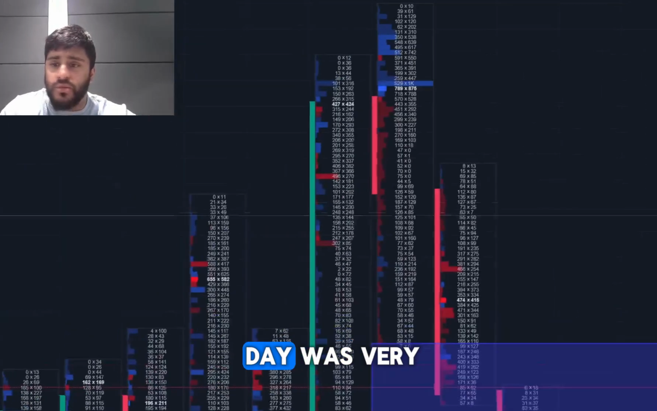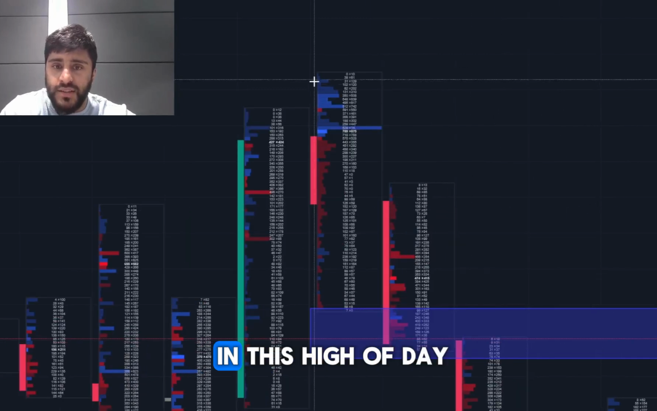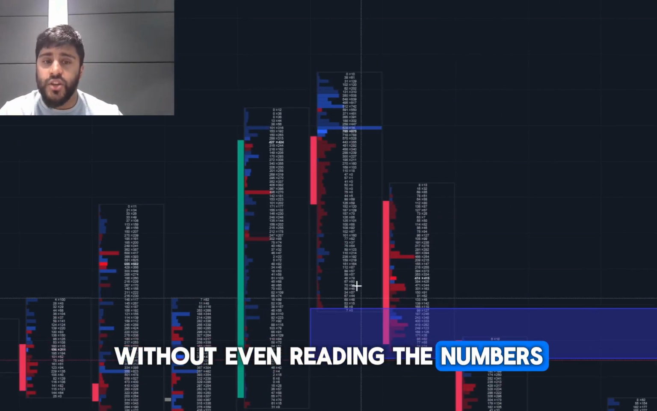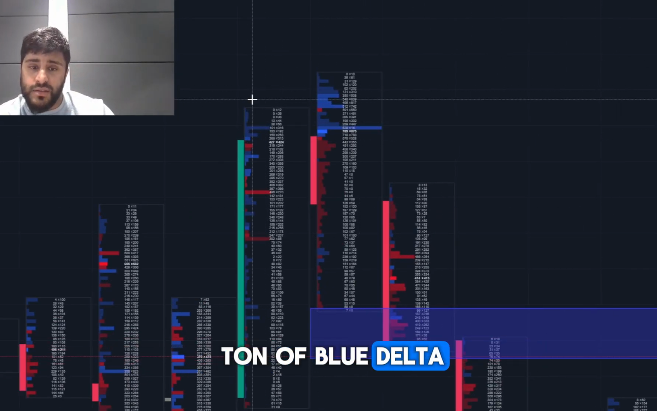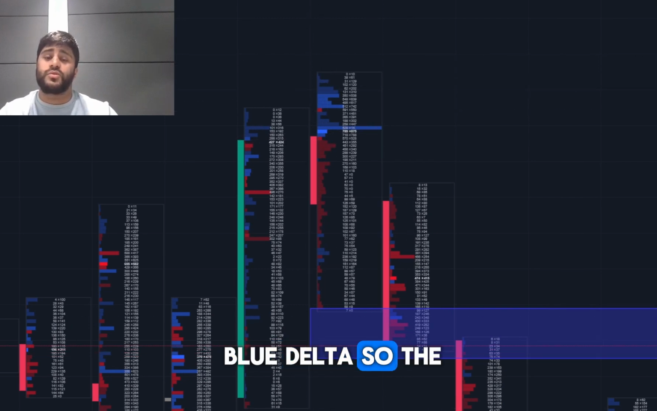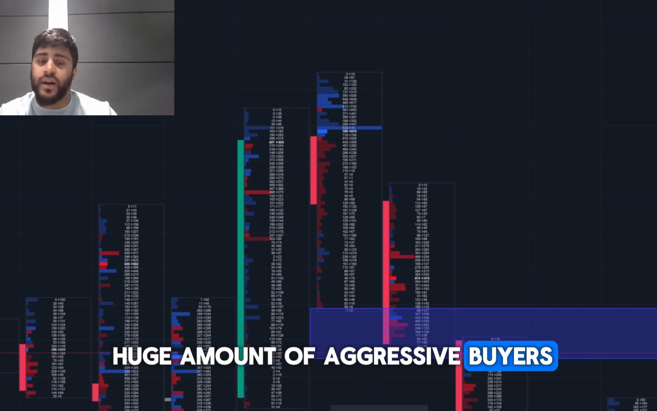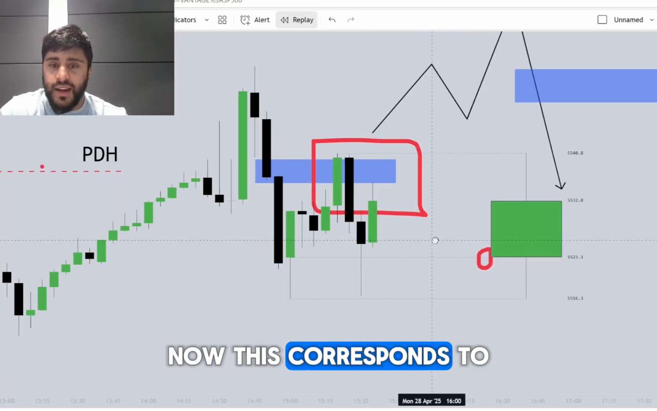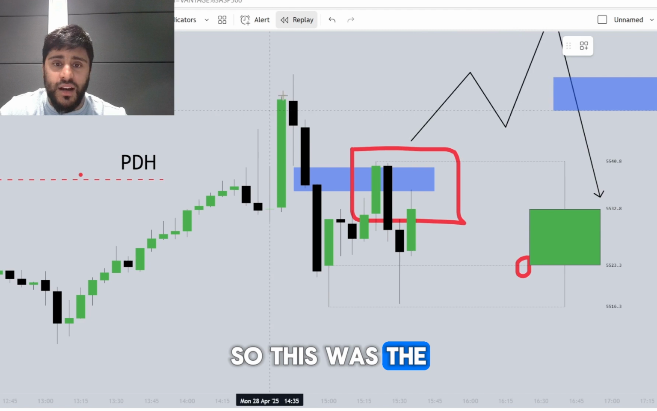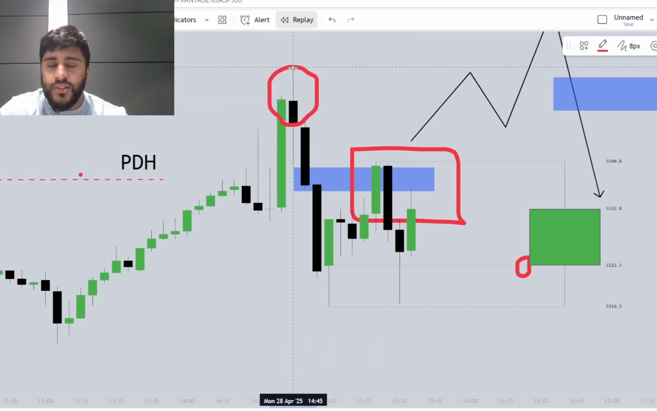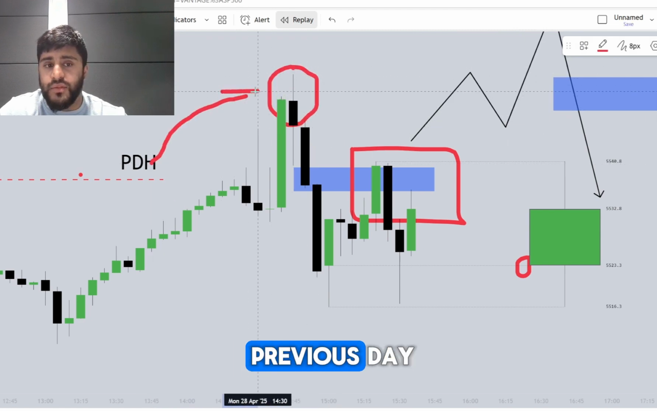Now, this high of day was very, very interesting, right? What did you see in this high of day? Without even reading the numbers, you can see a ton of blue delta over here. So the candle itself was red, but we see a huge amount of aggressive buyers at the top. Now, this corresponds to this candle over here. So this was the high of the day.